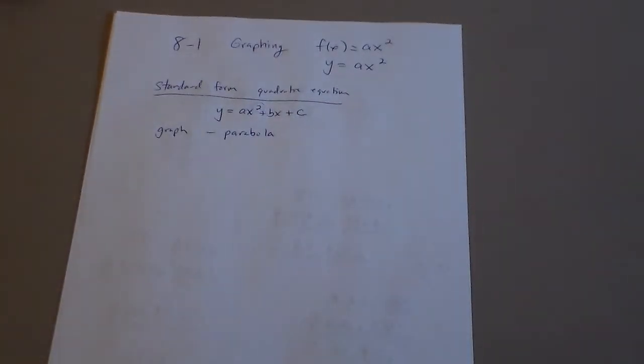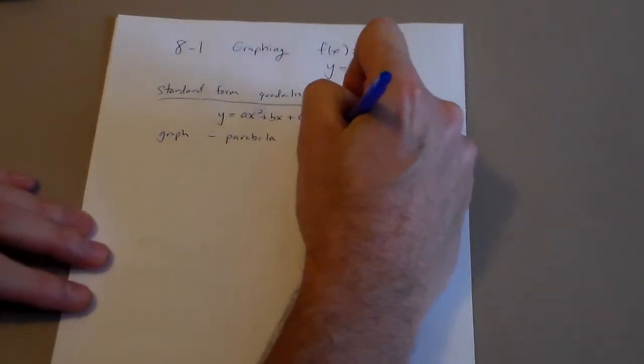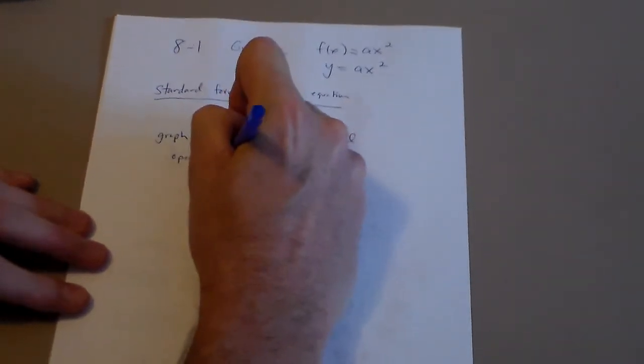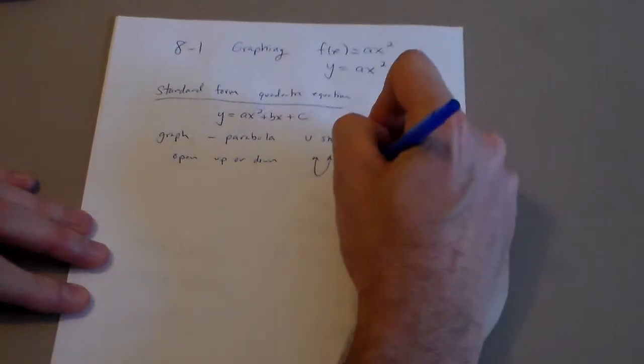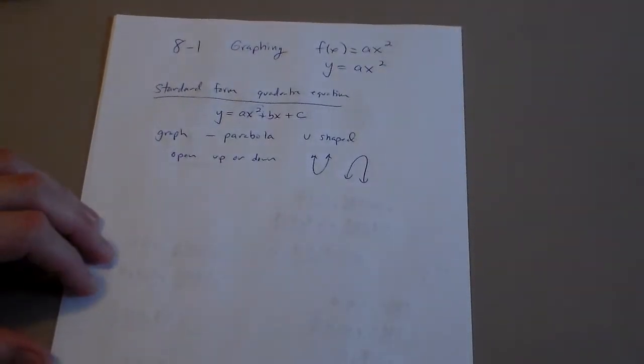Okay? Parabola, not parabola. Parabola sounds like a disease. But it's a parabola. And they're U-shaped, and they either open up or down. They look like this. That's what a graph of a quadratic equation looks like.